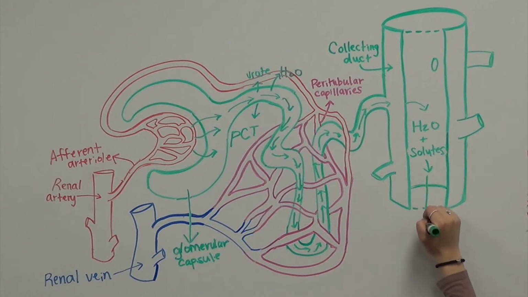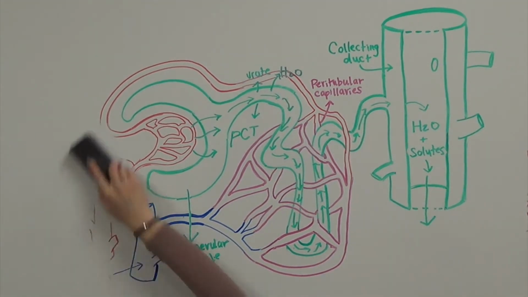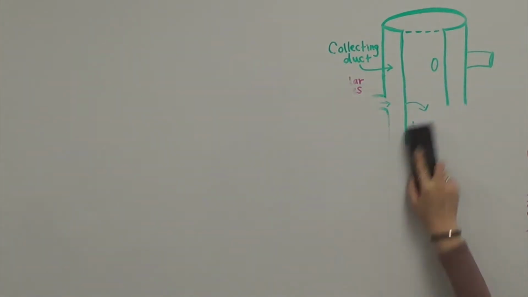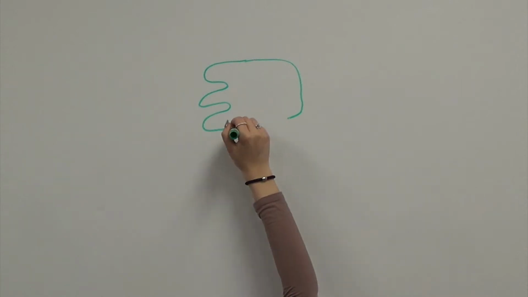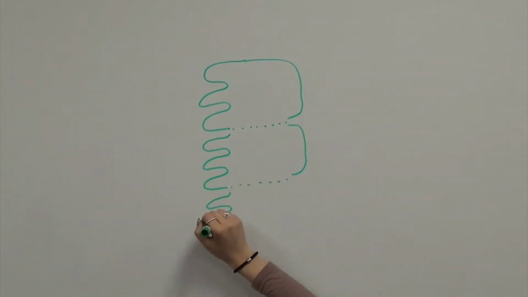Lesinurad works by specifically inhibiting urate reabsorption and ultimately increasing its excretion from the body. Here we see a close-up of the PCT section. Note the apical and basolateral membranes.